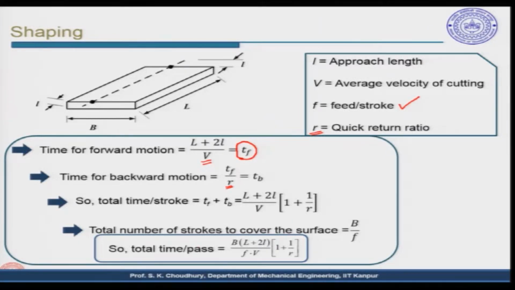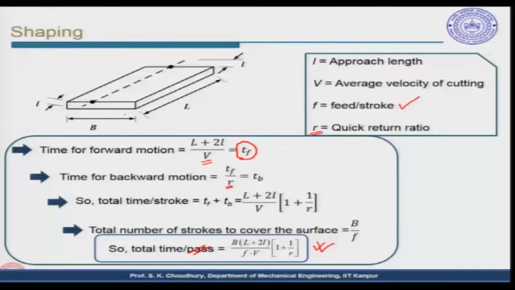So, actually, I would like to remove that, please correct it. This is not the total time per pass, this is the total time required, because total time per pass we have already discussed earlier. So, the total time will be, to cover the surface B by F you need these many strokes into BL plus 2L by V into 1 plus 1 by R. So, this is the final expression for the total time that is taken for removing the material with the desired depth of cut, of this kind of a part with L and B size.